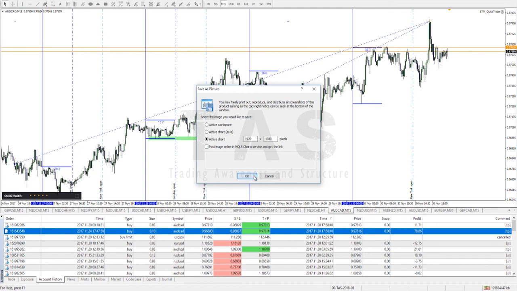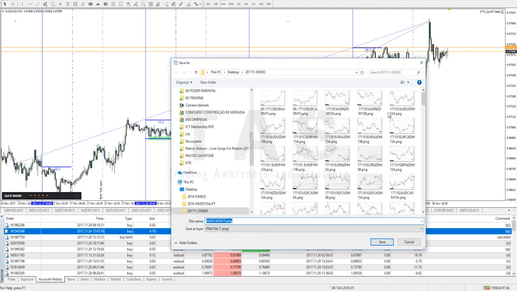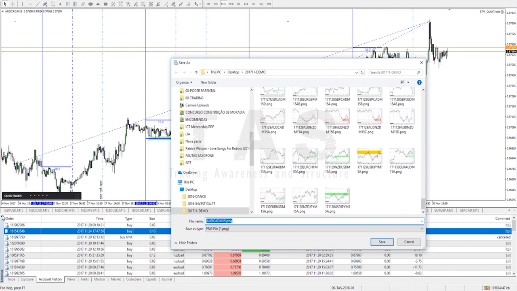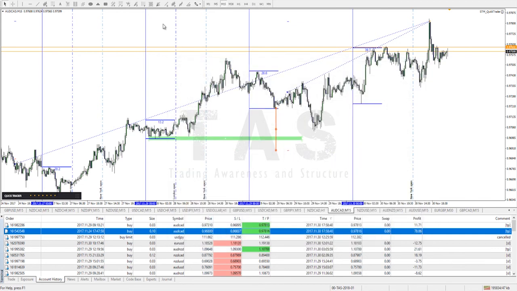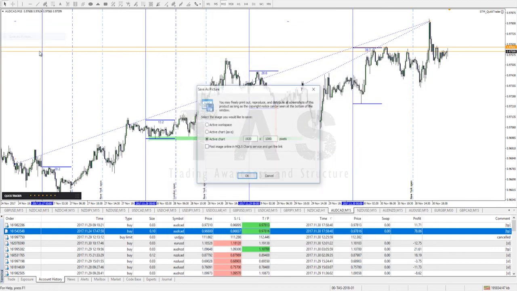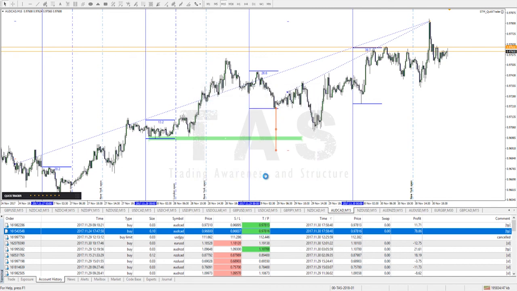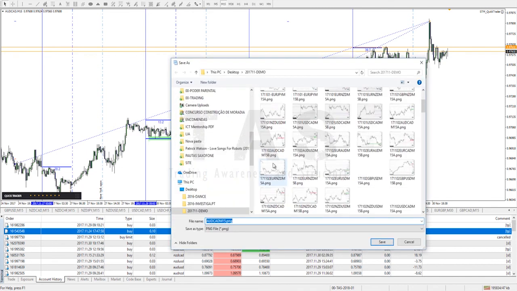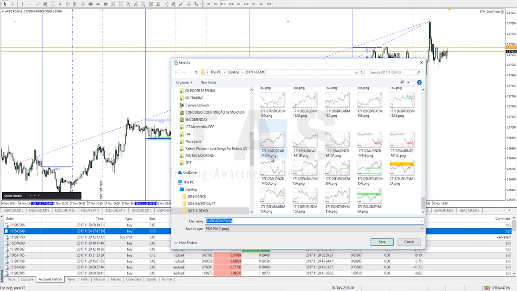Let us save. I could save later, but so one is from the 24 and one is from the 29. So let's see, 29 AUD CAD B, and we can save the same from the 22. Let's make it easier. Come here, 24. Okay.